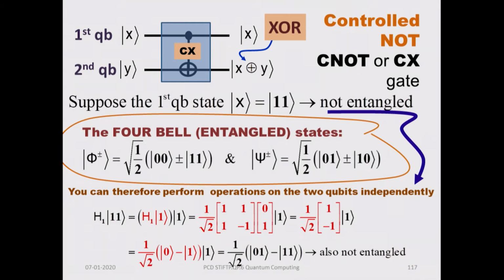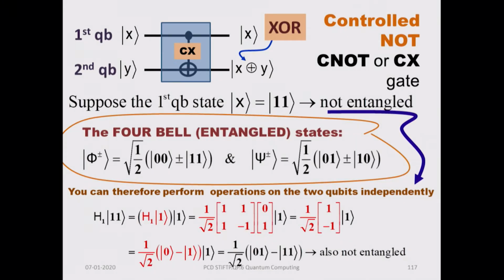So suppose you carry out a Hadamard operation H1 on the first qubit, right. What does the Hadamard do? It will generate a superposition of the first qubit. So you get a superposition of 1 and minus 1 on the first, the second remains 1, and the result is a superposition of 01 minus 11.